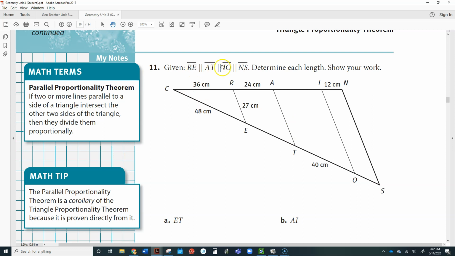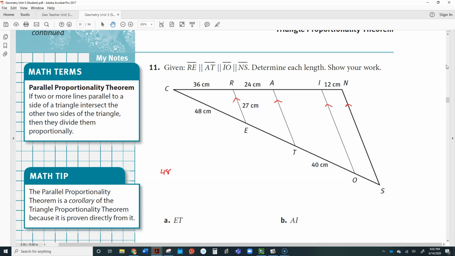Holy smokes, we have a bunch of parallels. It's not going to matter. We're going to do the exact same thing. They're all parallel to each other. So that means you can take any two pieces from this side and write a ratio, and then take the corresponding pieces from this side and write a ratio. So we're just going to find all these pieces. I like to call my missing pieces a letter, but we'll just do ET. That'll be better.